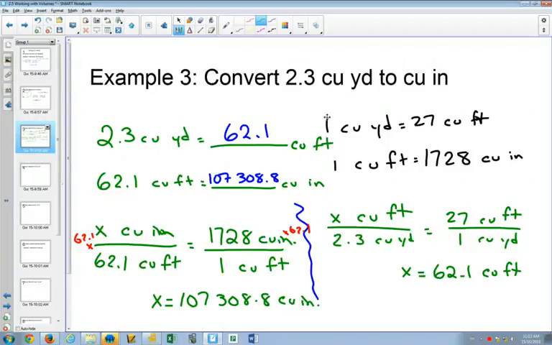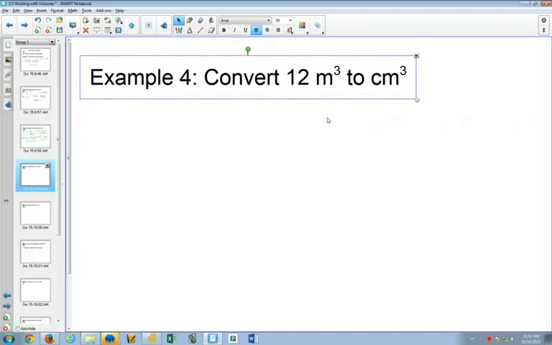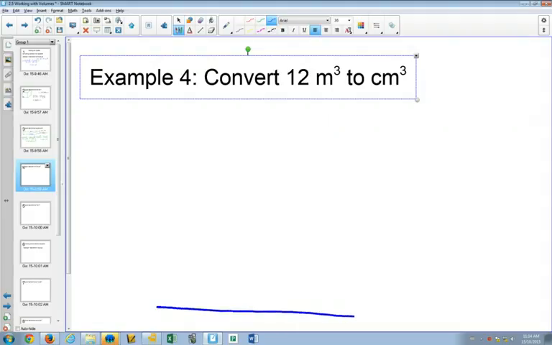So these first three examples have all been converting in the imperial system. Our next two examples convert within the metric system. 12 meters cubed to centimeters cubed. Here's a meter stick. How many centimeters are on a meter stick? Here's our meter stick. We can put it right on our board here and draw that whole length all the way along. Wow, that didn't really work. There we go. Draw it all the way. There is our beautiful meter stick.